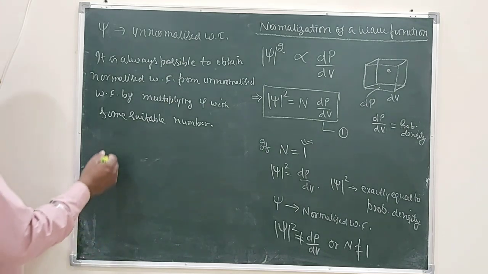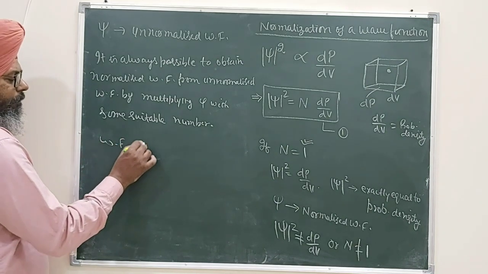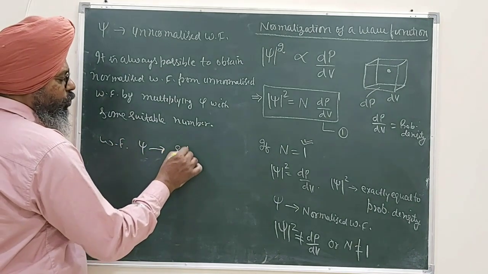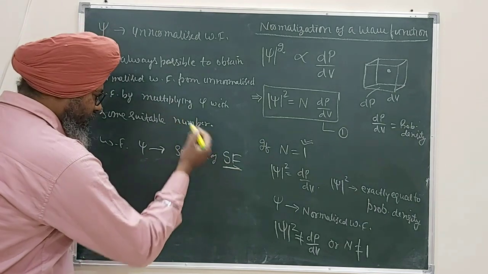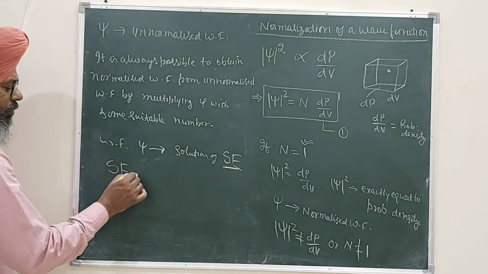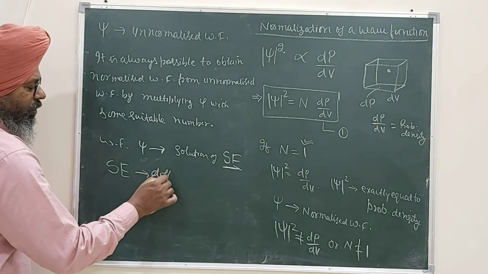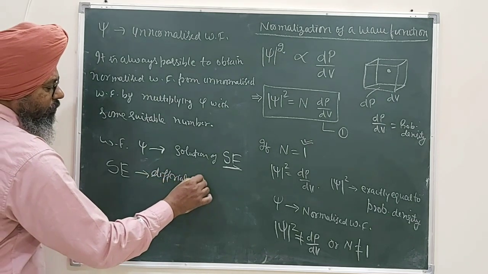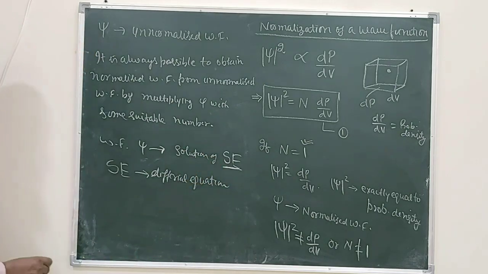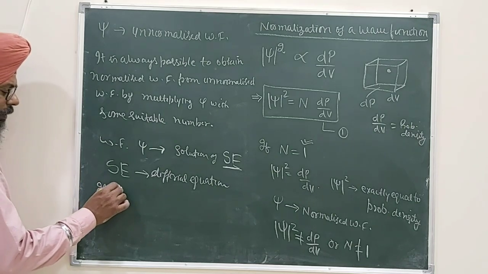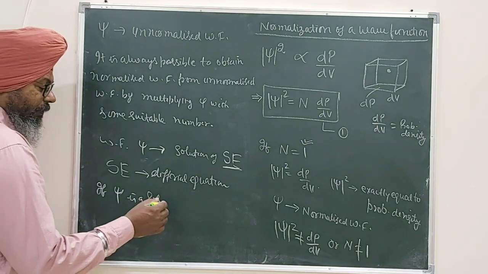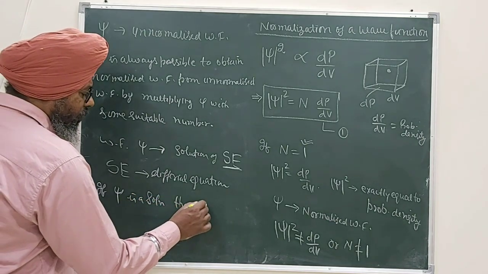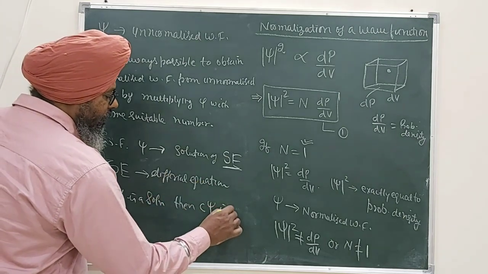It is due to the fact that wave function psi is actually the solution of the Schrödinger equation. SE stands for Schrödinger equation, and Schrödinger equation is a differential equation, and there is a property of a differential equation that if any function psi is a solution of a differential equation, then any constant multiplied to psi is also a solution.